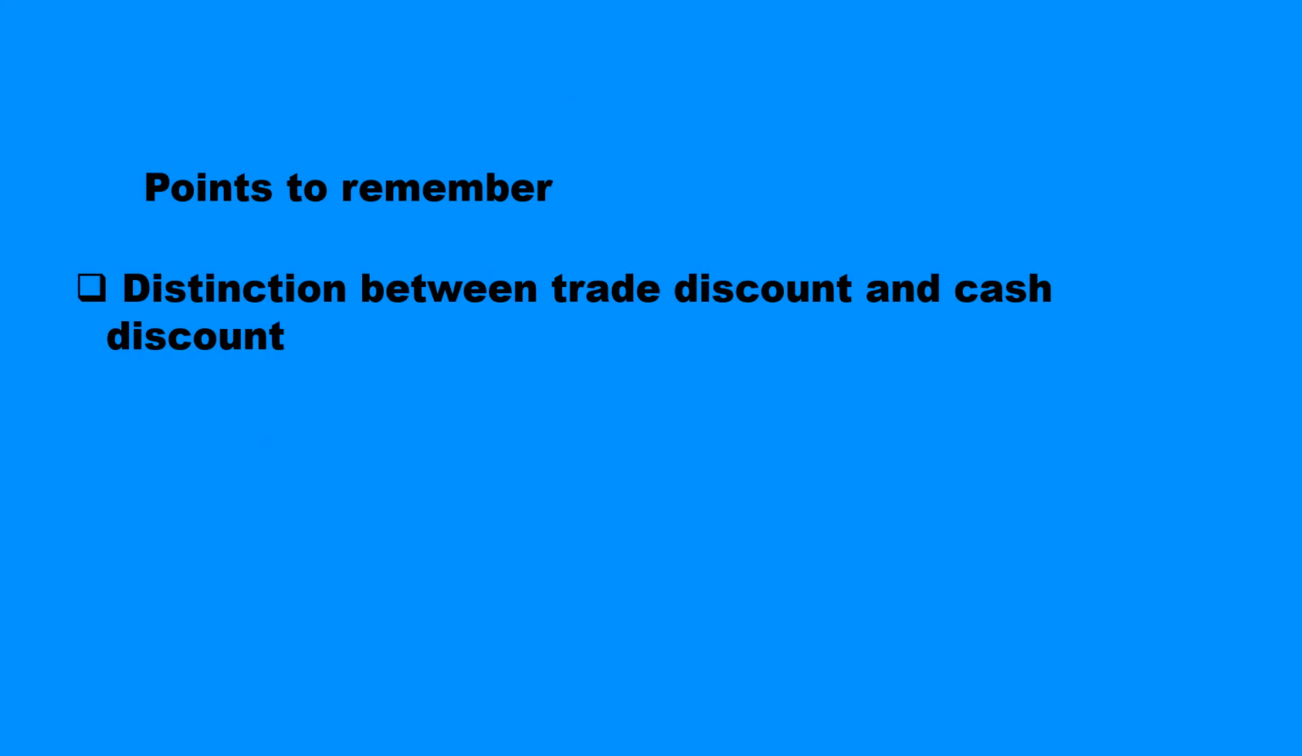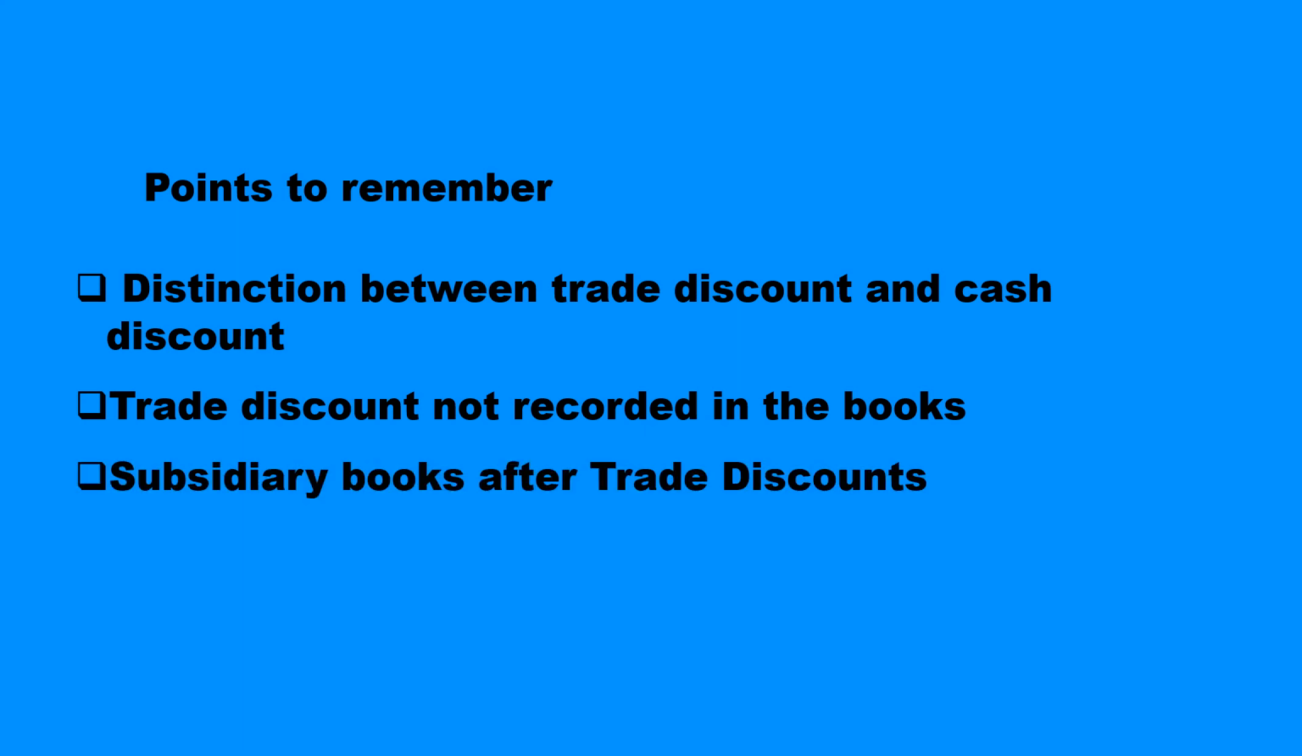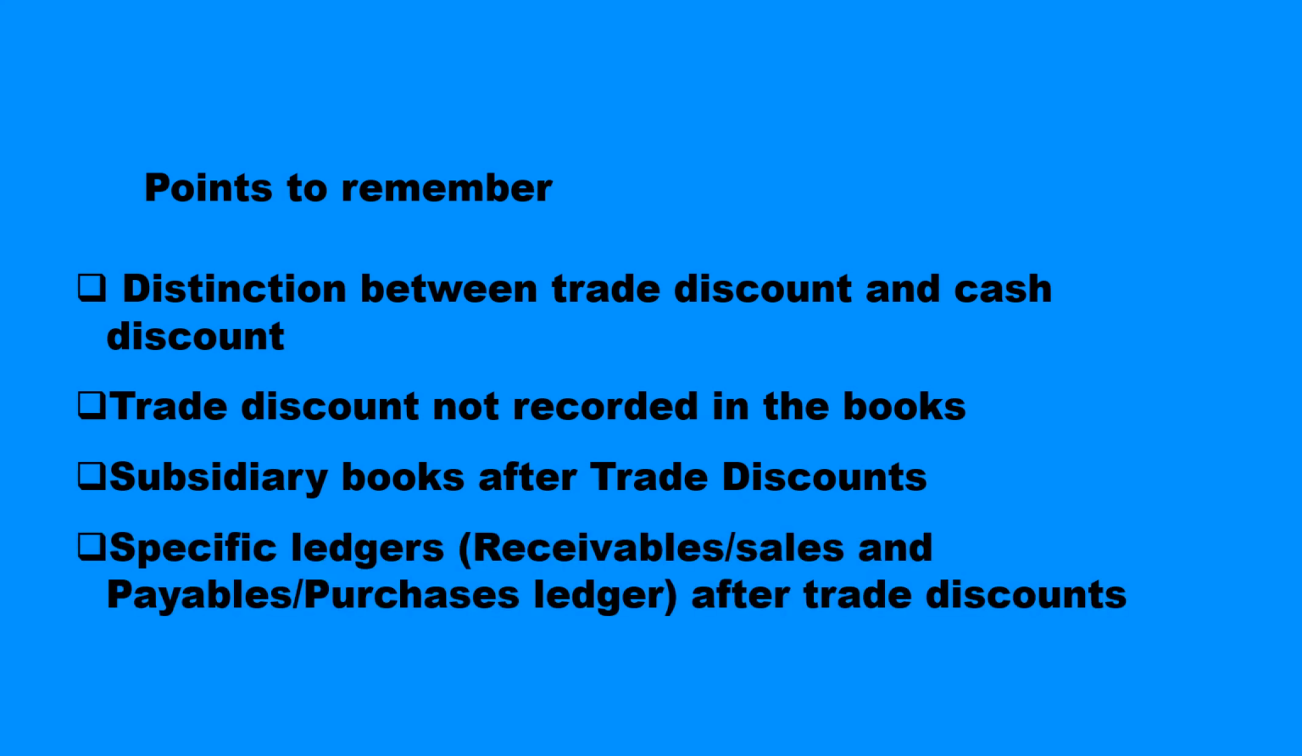Therefore, the points to remember: a trade discount and a cash discount, we need to distinguish between both of them carefully. In this lesson, we saw trade discount. In the next lesson, we are going to look at the cash discount. Also, trade discount is not recorded in the books, how the subsidiary books are prepared, as well as how the specific ledgers, the receivables or sales ledger and the payables or purchase ledger, are recorded after trade discount.